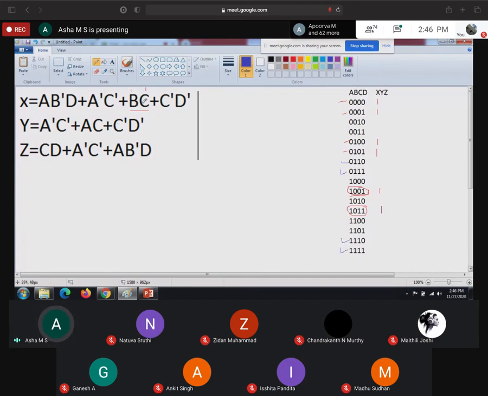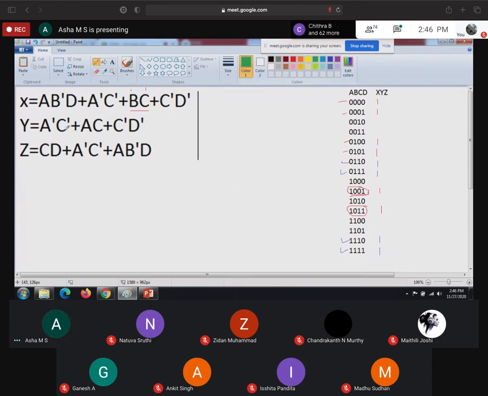So in the third product, you need to concentrate on the variables B and C. Don't worry about the value of A and value of D. Irrespective of the value of A and D, whether it is 0 or 1, wherever B equal to 1 and C equal to 1, make it a 1. So third product is done.